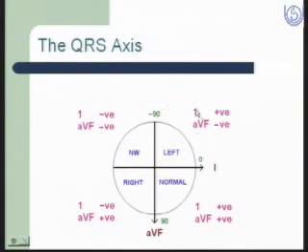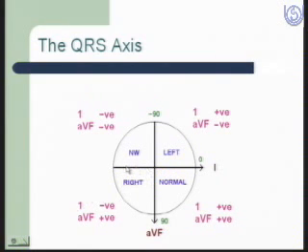If the QRS is predominantly positive in lead 1 and negative in lead AVF, then the axis will be somewhere here, and we call it left axis deviation. If the QRS complex is predominantly positive in lead 1 and positive in lead AVF, the axis will be somewhere here, and we can easily say that the axis is normal.